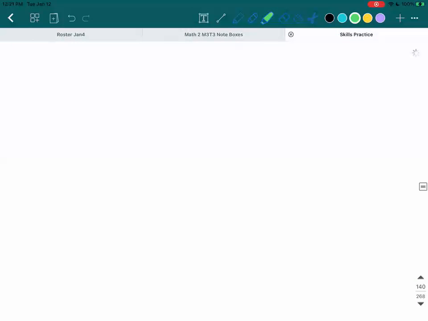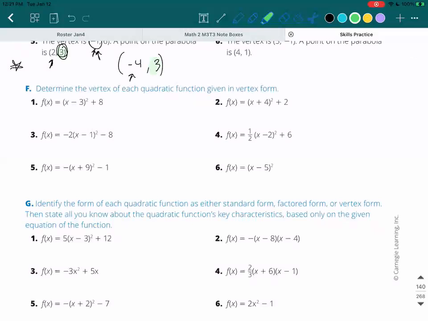Let's go to our skills practice and please load. Okay, thank goodness it loaded. So here we're going to take this -3. It's going to be +3. We're going to take the +8, +8. So it's the opposite of what's in the parentheses. And then this one is just as is. Okay? So our vertex is 3, 8.